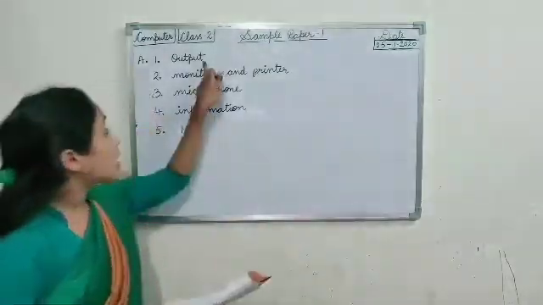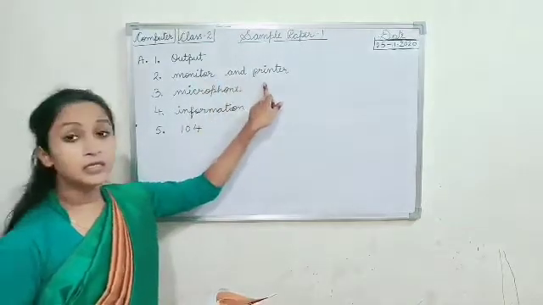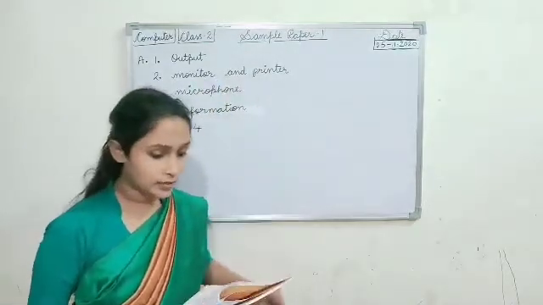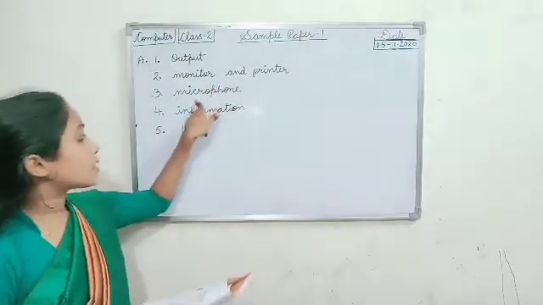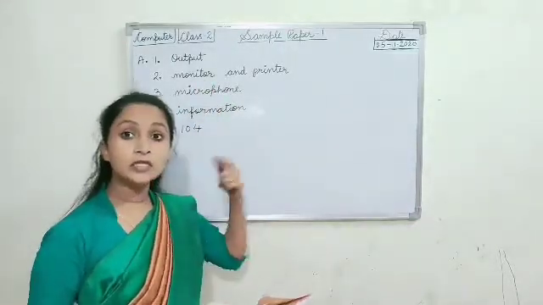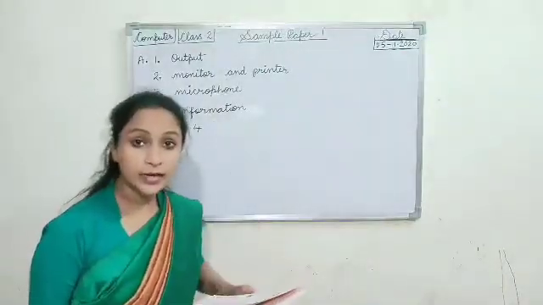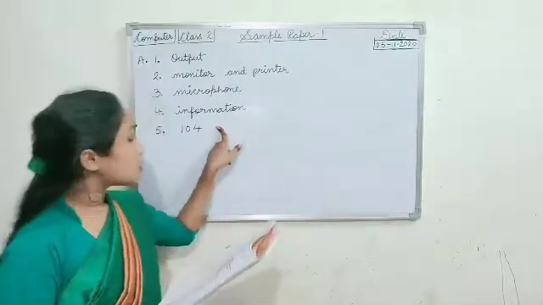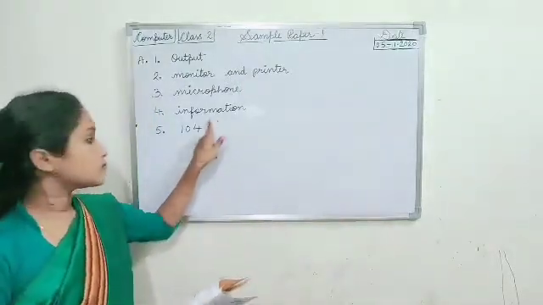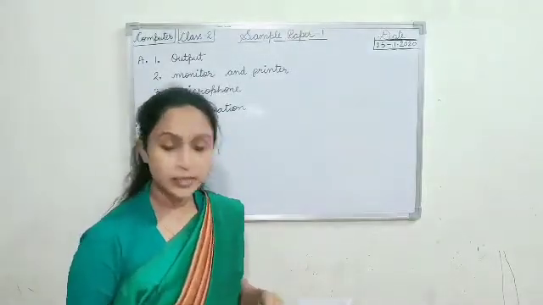So, output is the result given by a computer, and monitor and printer, these both are output devices. The most common output devices are monitor and printer. Microphone is used to record our voice into a computer. And fourth one, a computer with the internet acts like an ocean of information. And a standard keyboard has 104 keys.